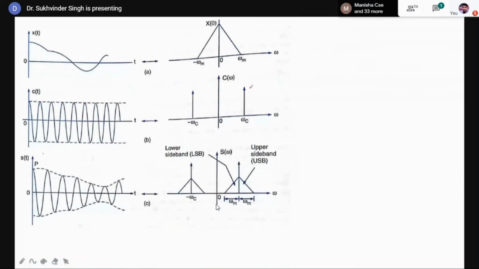Now, how will the whole process actually look? This is our modulating signal.